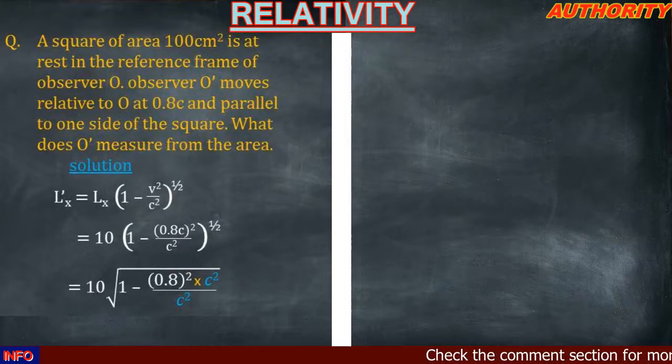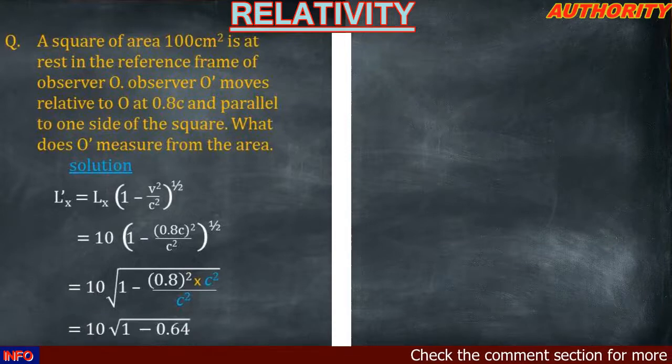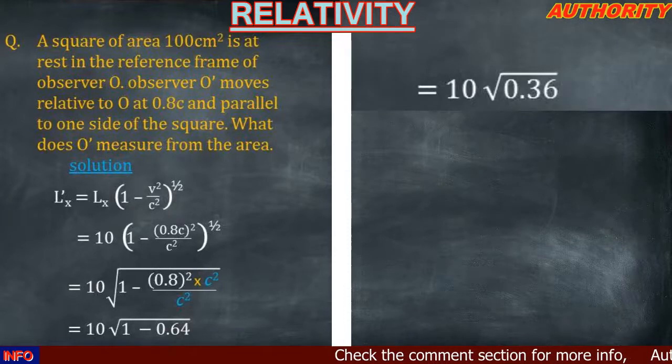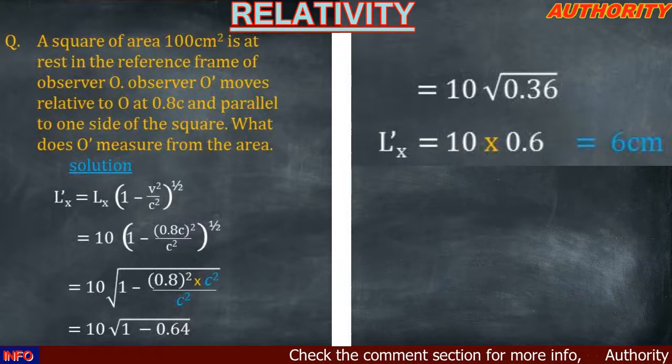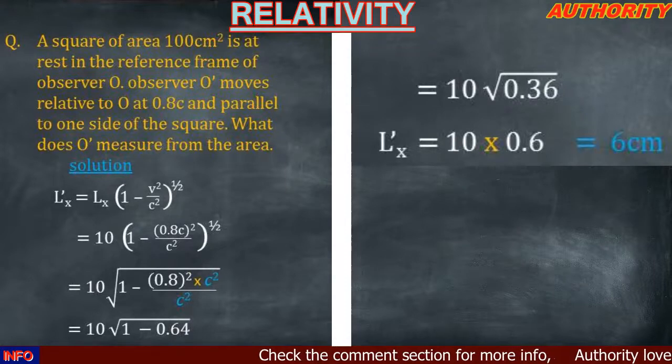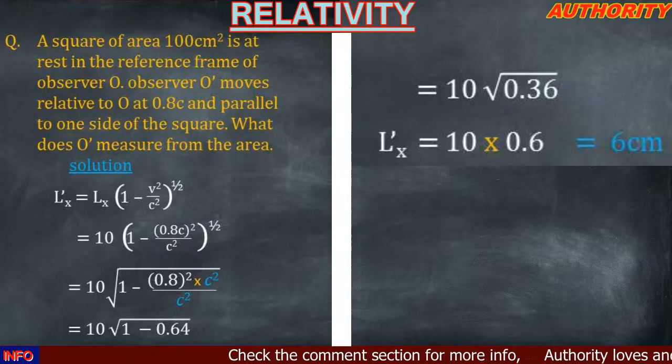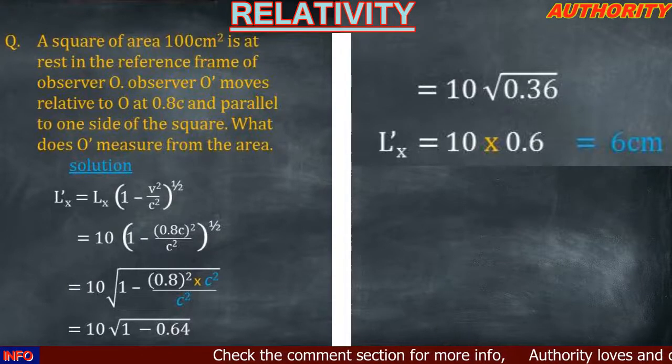So when you say 0.8 squared, it's going to give you 0.64. So here we have 10 multiplied by the square root of 1 minus 0.64. When you say 1 minus 0.64, it's going to give you 0.36. And then the square root of 0.36 is going to give you 0.6. Then 10 times 0.6 is going to give you 6 cm. So the length measured by the observer in motion is 6 cm.